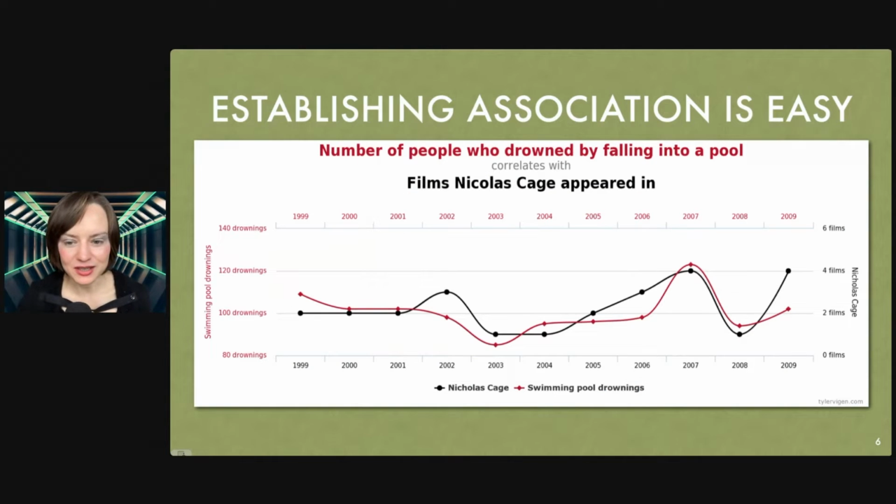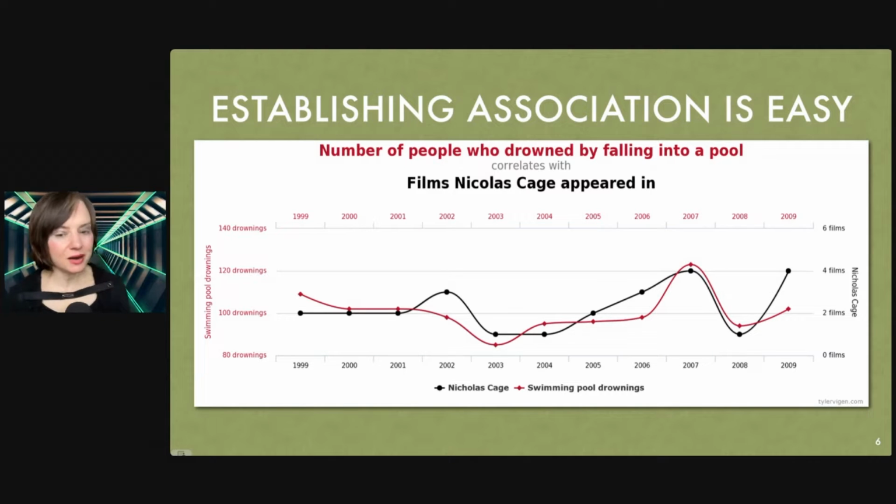Establishing association is easy. I highly recommend you go to this website, tylervigen.com. Forgive me, Tyler, for saying your last name wrong, where he has built a service that generates spurious associations, meaning associations that we don't have any real reason to believe have any causal relationship, but if you plot them, look like they go together. So my personal favorite from his website, he has lots of really fun ones, many depressing ones, but still fun, is that the number of people who drowned by falling into a pool correlates with, or in this case, we can just say is associated with, films Nicolas Cage appeared in.